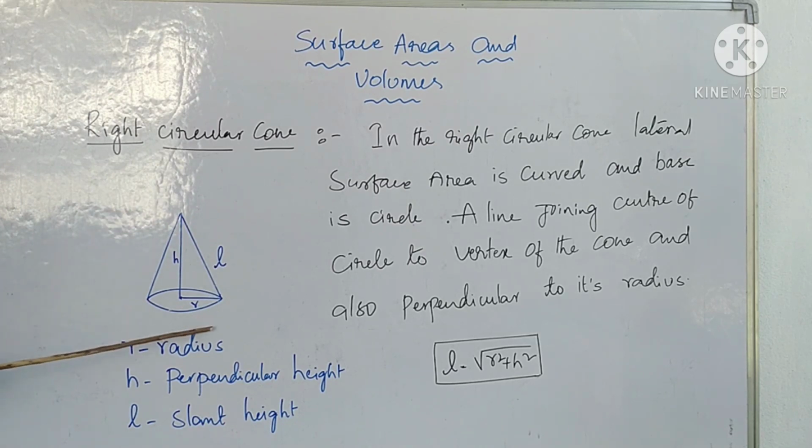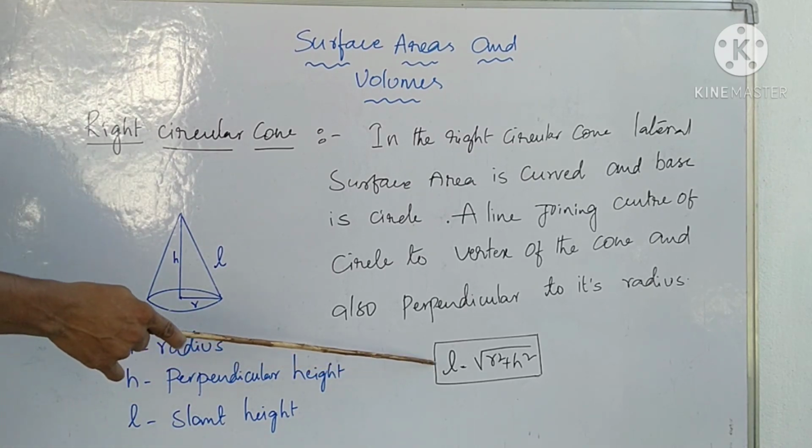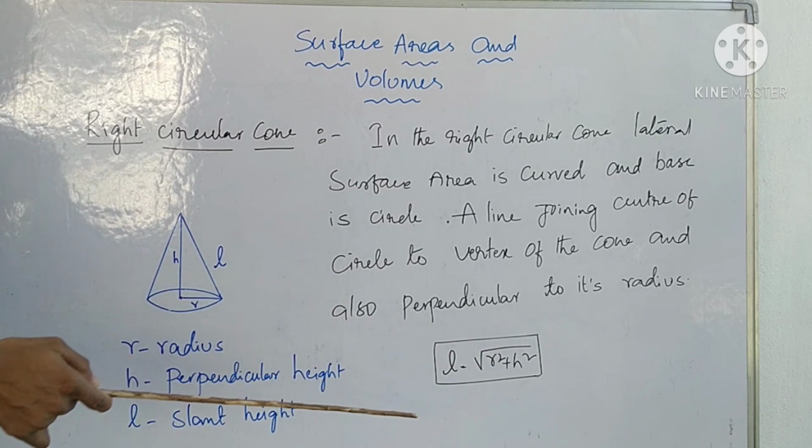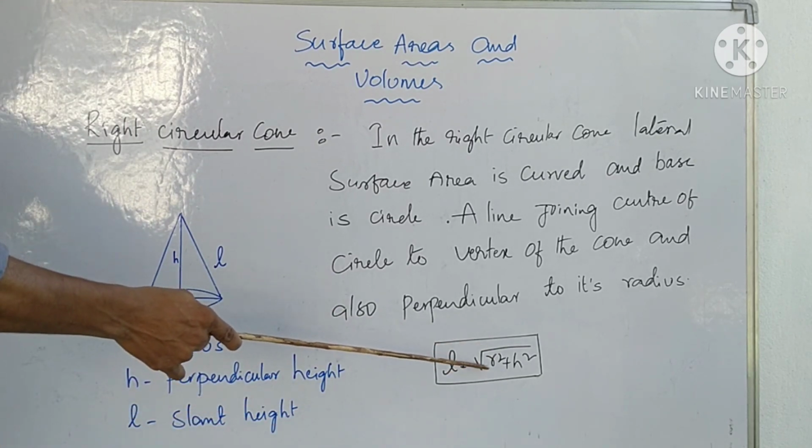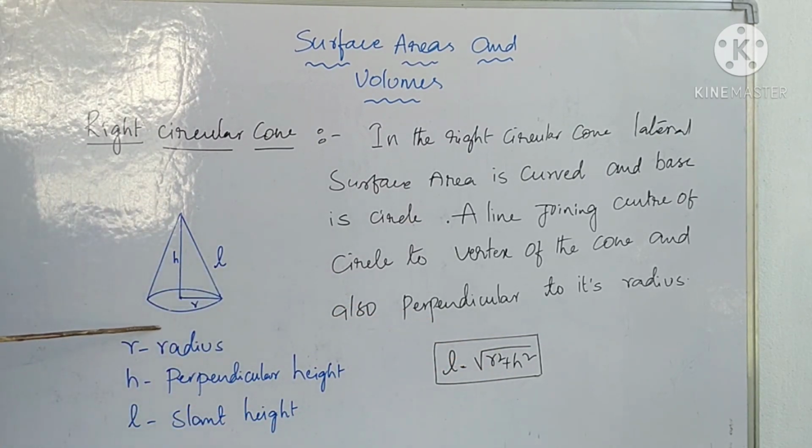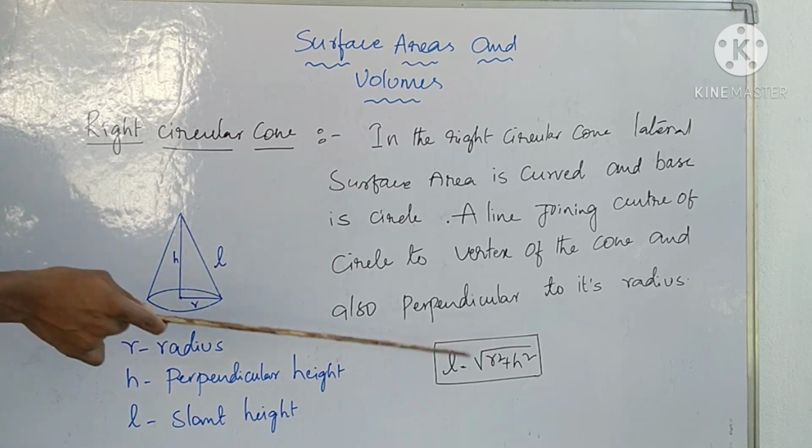And this slope line is called the slant height. So this is the height, this is the slant height, and this is the radius. The slant height formula is L equals square root of r square plus h square, where r means radius, h means height of the cone, and L means slant height.